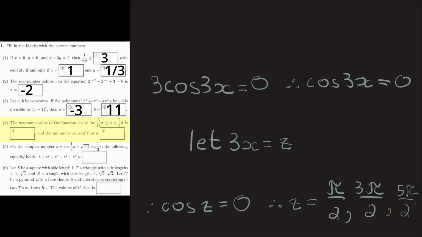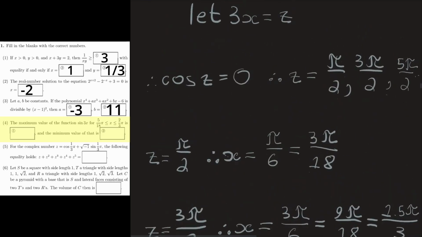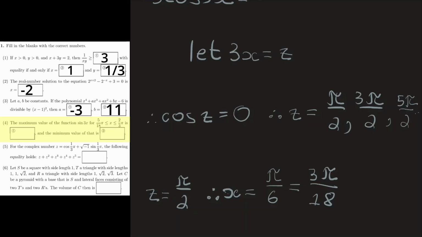It could also be negative, but because the bounds given in the question are positive, there is no need to check the negative values, as they will of course never be within the bounds. So now I want to check these possible values of z and see if they are within the bounds of x that the question gives. So first, if z equals pi over 2, then x equals pi over 6, since of course 3x is equal to z. This equals 3 pi over 18, which is less than the minimum bound given in the question, 5 pi over 18, which means that this is not a possible value for us.